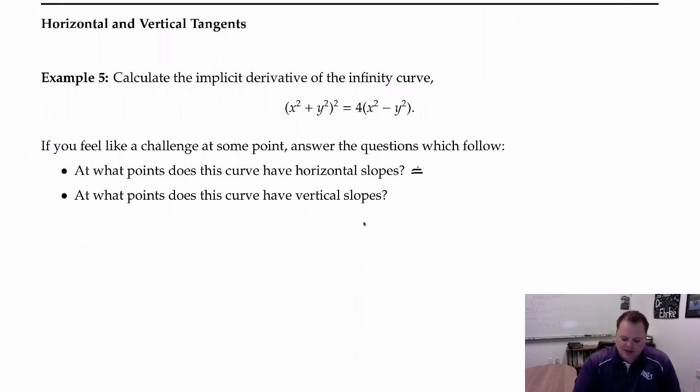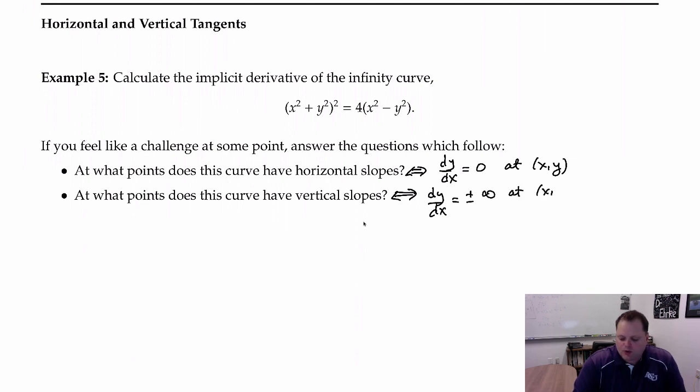Horizontal slope in this context means that when I find the derivative, it will be 0 anywhere we have a horizontal slope. So these are at points x, y where the derivative is 0. Those are points at which the curve has a horizontal slope. Points at which the curve has a vertical slope are places where the derivative becomes infinite. So the derivative is either plus or minus infinity at whatever points x, y that we end up finding.